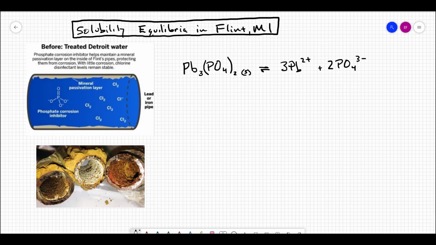So of course solubility equilibria, amongst many of the aqueous equilibria we'll talk about in this class, had a big impact in Flint, Michigan during the water crisis, and continues really to have a big impact. And Flint is not alone in this challenge. This problem is actually ubiquitous across the entire world.